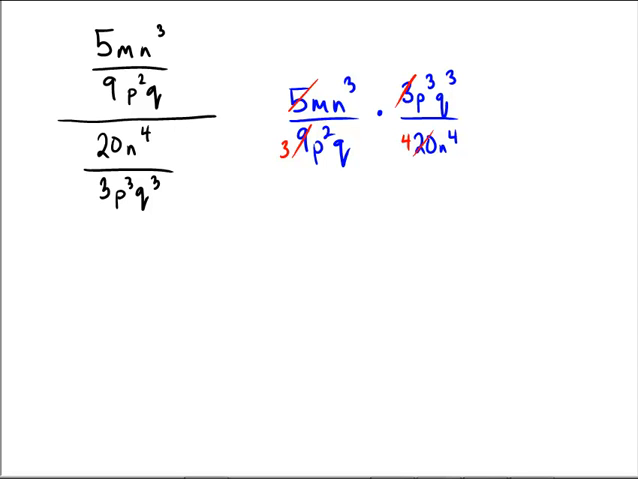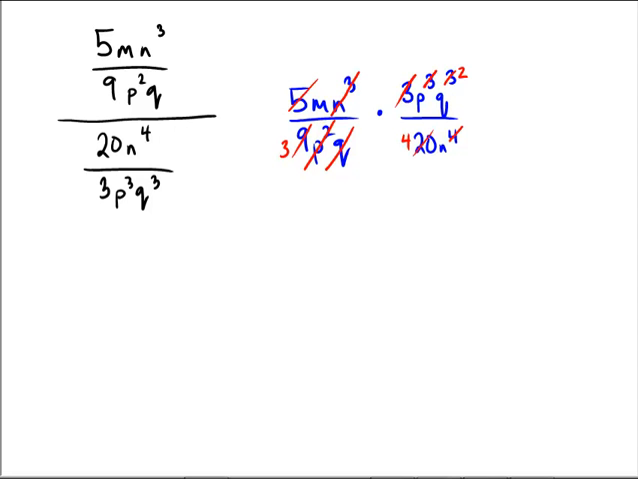M by itself. N cubed reduces with all of those n's except for 1. P squared reduces with 2 of the copies of p, leaving us with 1. And then the q cubed reduces with the single q here, so that's going to leave me with 2 copies of q. So it looks like our final answer.